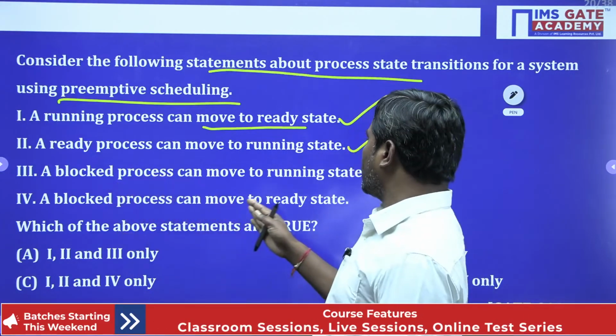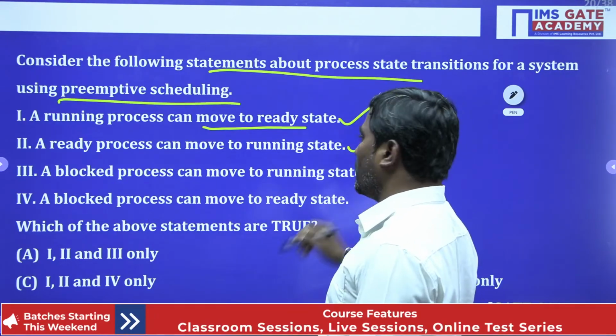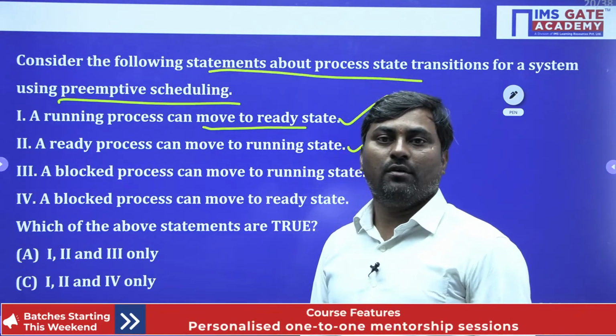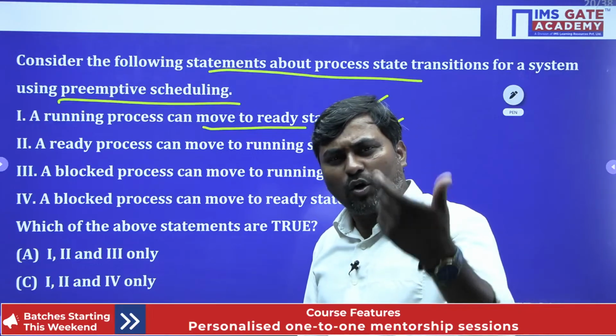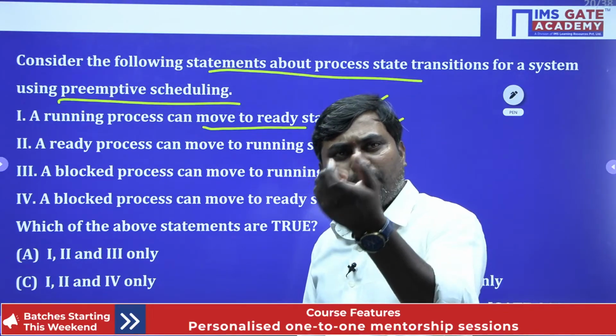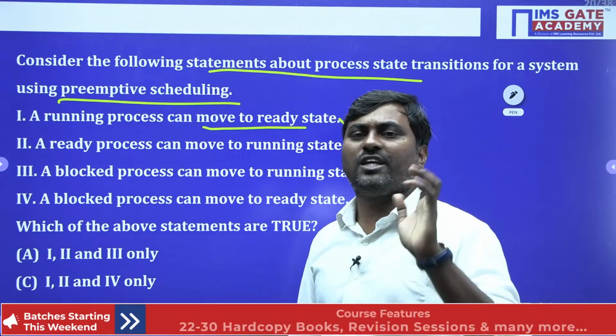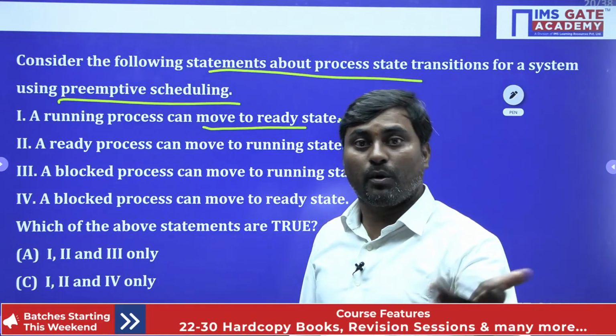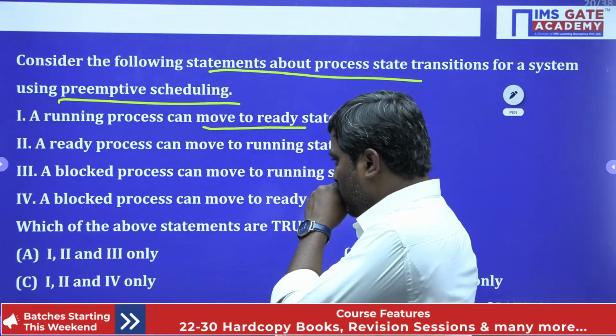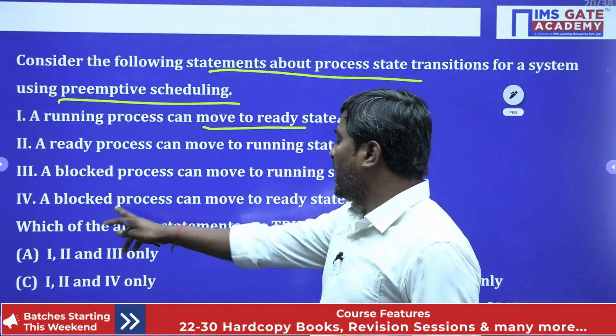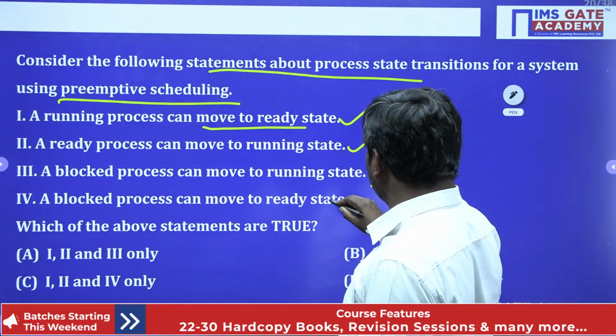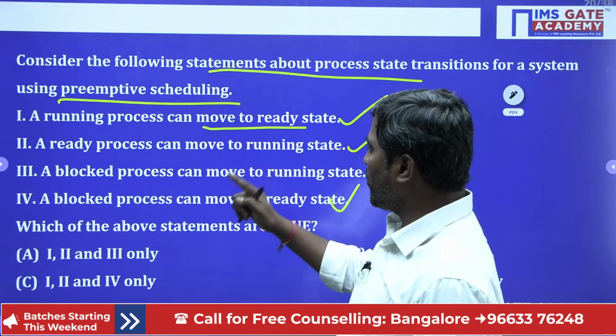A blocked process can move to the running state. This is not possible in a multi-programmed environment. For a blocked process, whenever IO completes or any event completes, the process should go to the ready state, not to the running state, because the running state is occupied by another process. Sorry. A blocked process can move to the ready state. This is possible. 1, 2, 4 are possible.